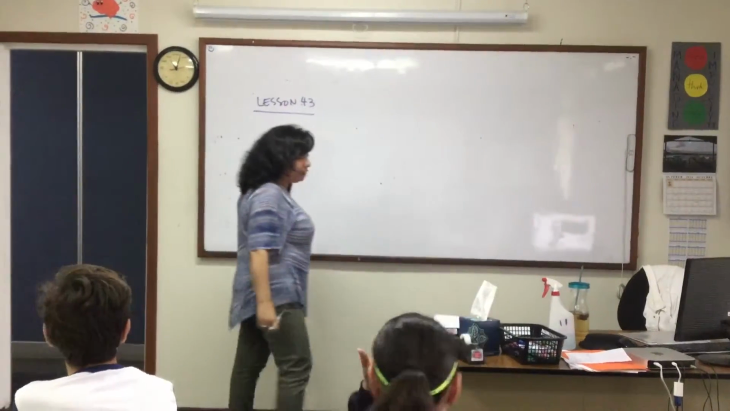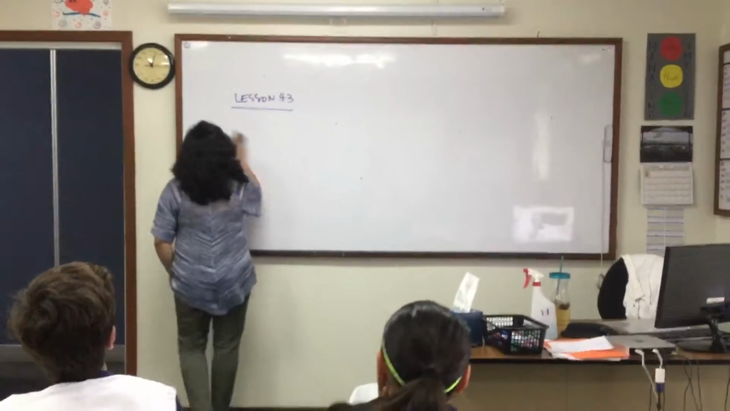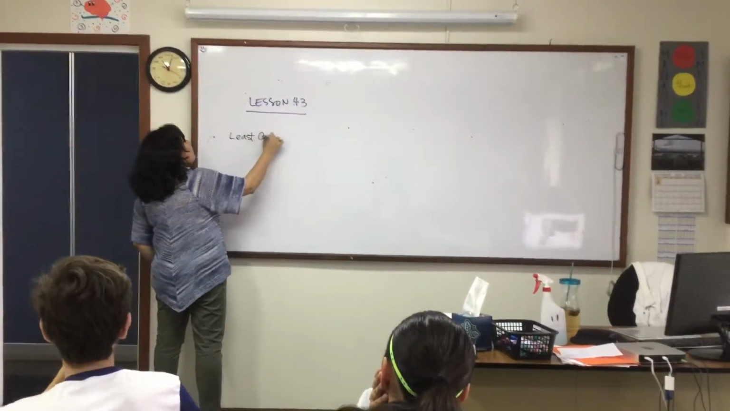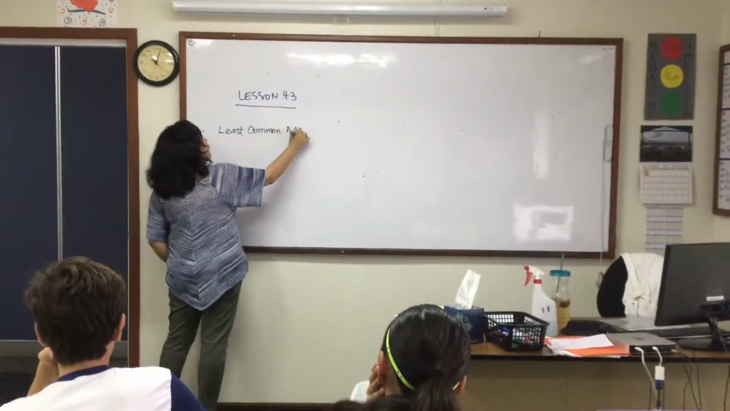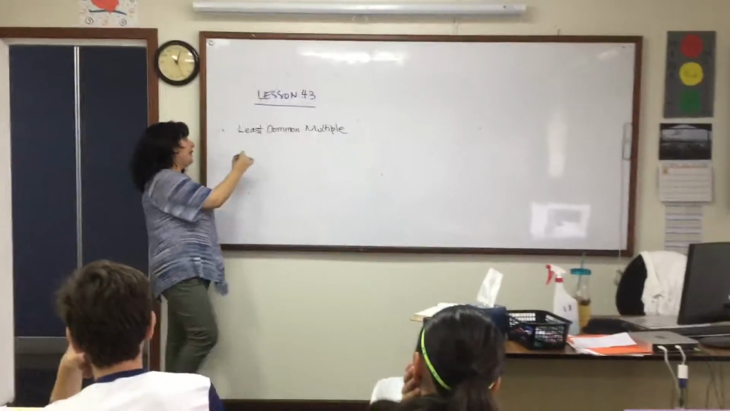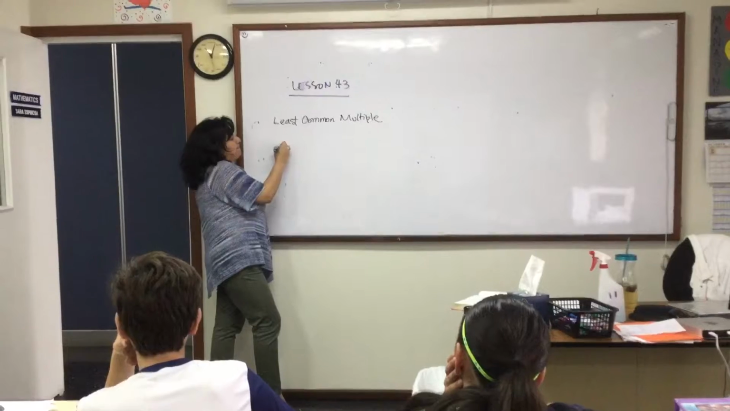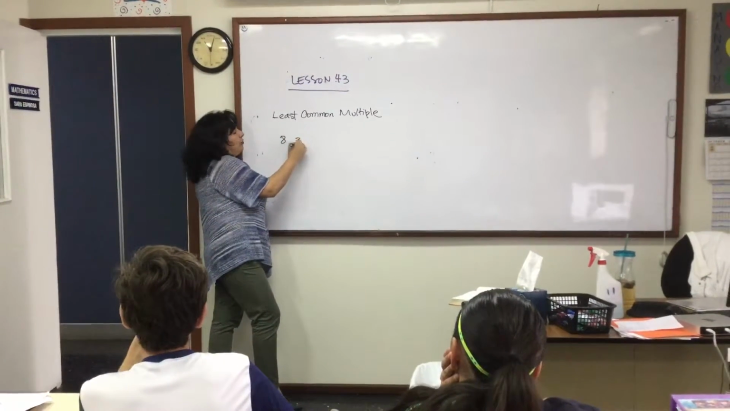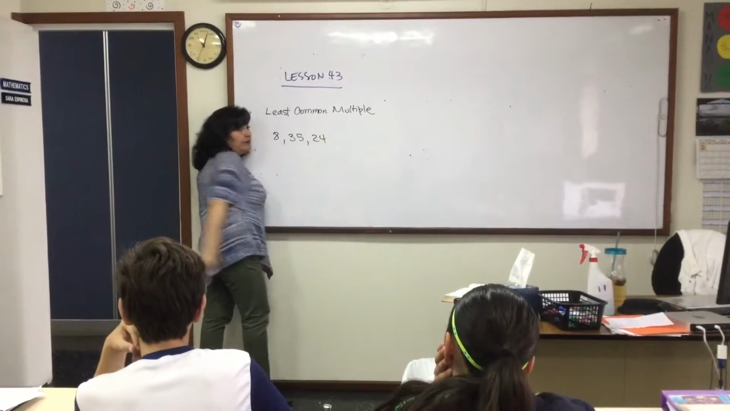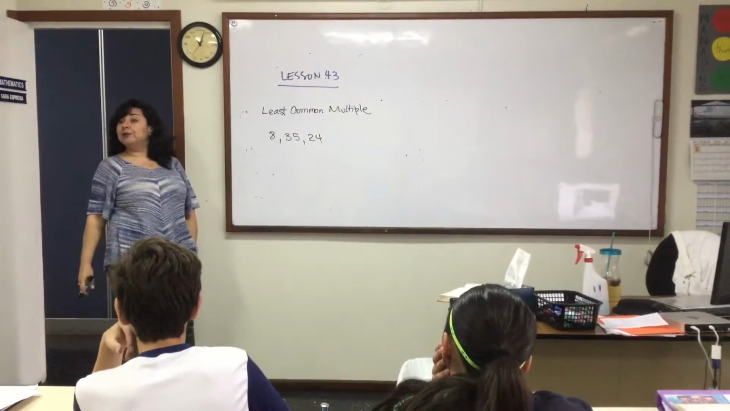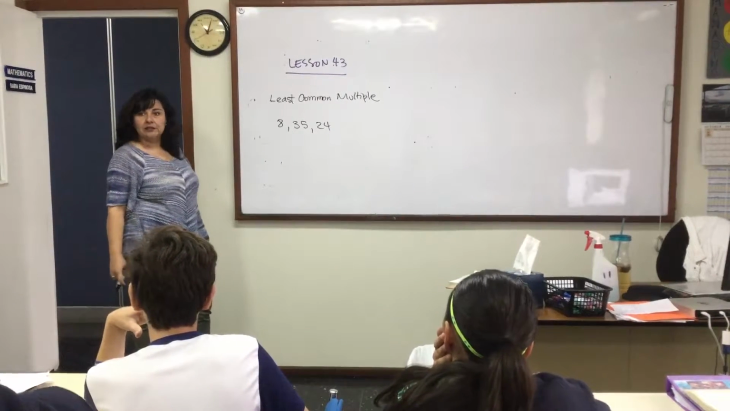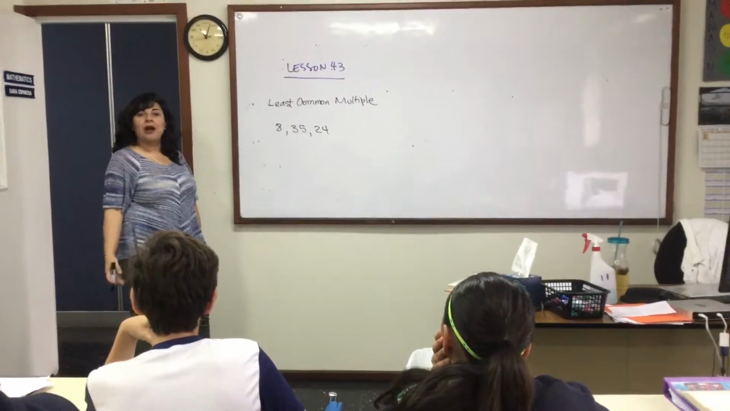Okay, so lesson 43 is about least common multiple, which you've heard when it comes to numbers. Do you remember how to find the least common multiple between, let's say, 8, 35, and 24? How would you find the least common multiple? Maybe that's too hard. How do you do it? Do you remember how?